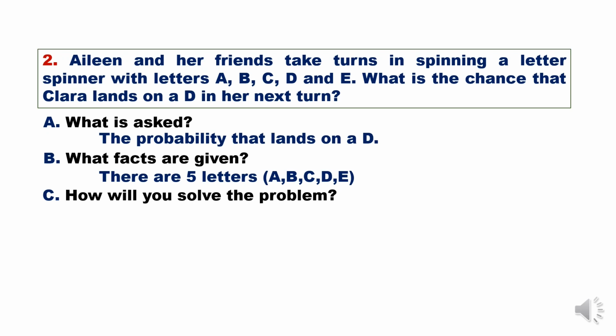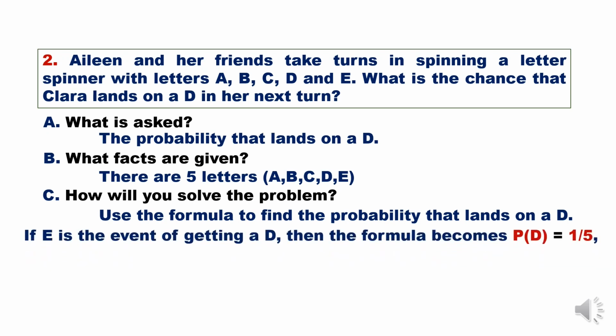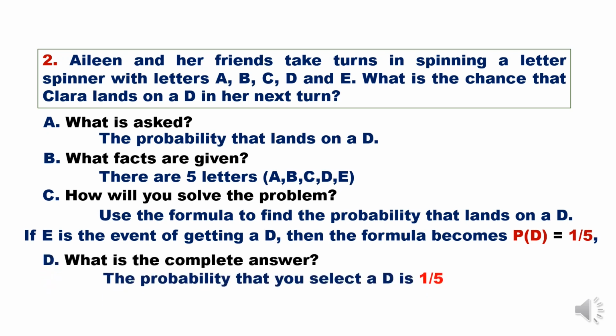How will you solve the problem? Use the formula to find the probability that she lands on a D. If E is the event of getting a D, then the formula becomes P, the event is D, equals 1/5. What is the complete answer? The probability that you select a D is 1/5.